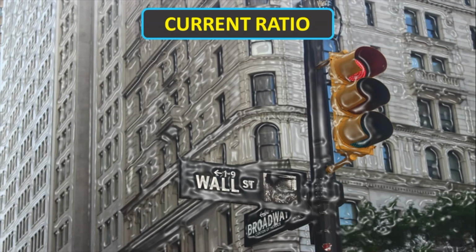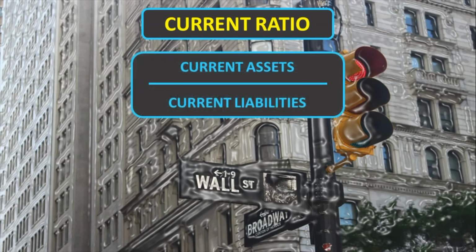The current ratio is calculated by dividing your current assets by your current liabilities and provides you with a ratio that shows a relationship between the two. Both can be found in the statement of financial position discussed in the previous slide.